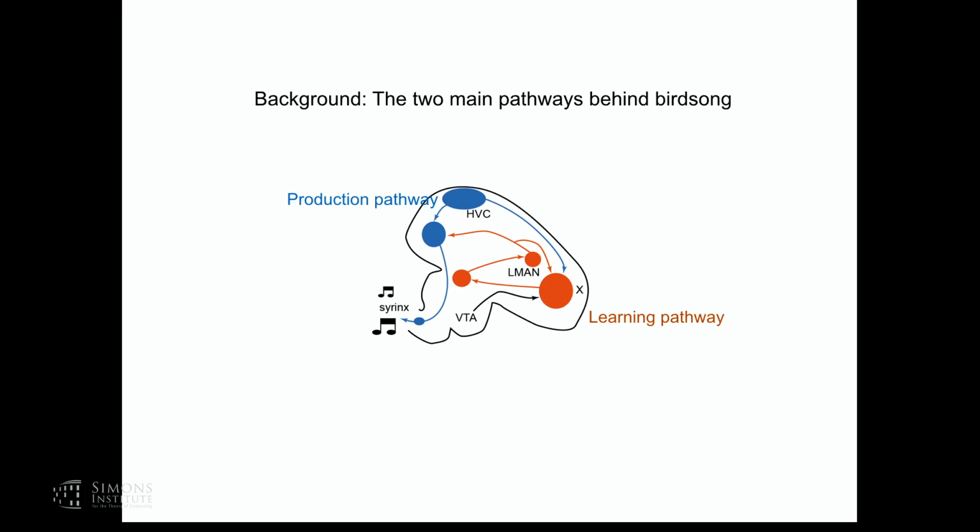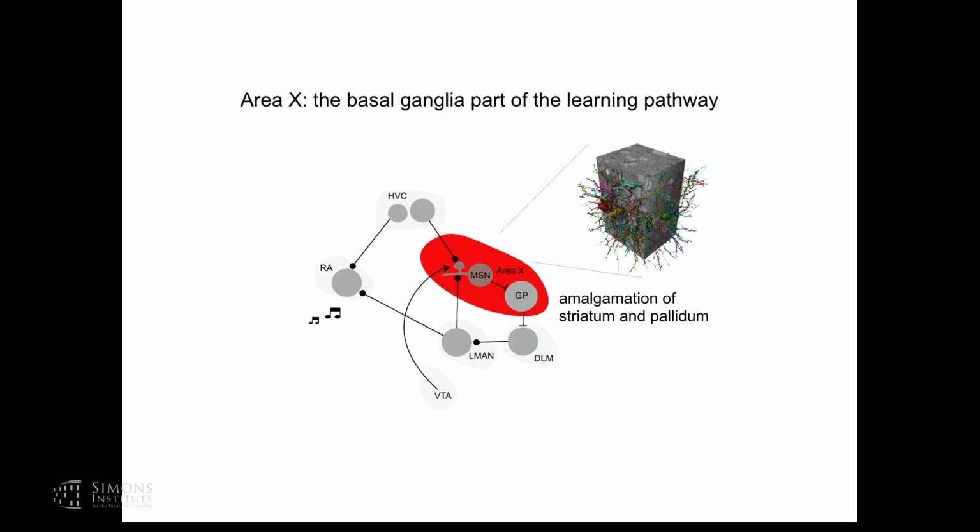Songbird is interesting because there's both a sequential motor performance component as well as a learning component. And there are different pathways which have been anatomically identified within that system that are responsible for those different components. The area of the brain that we've been studying so far is what's called area X, and this is basically a basal ganglia analog within Songbird.